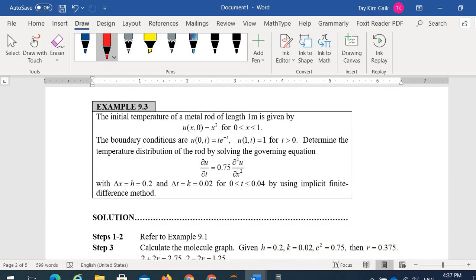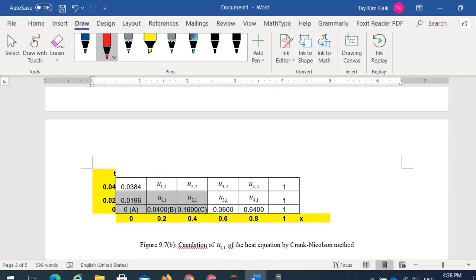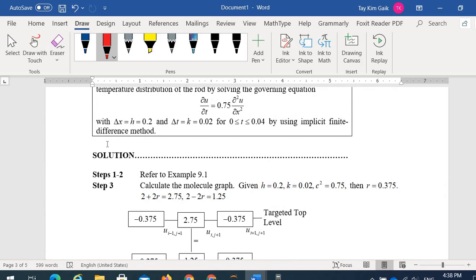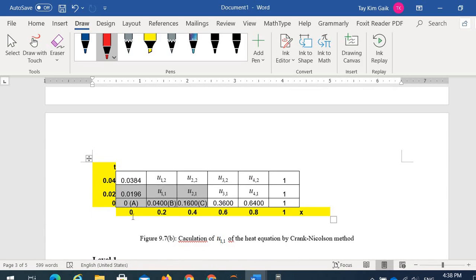And look at one example. The initial temperature of the metal rod of length 1 meter is given by u(x,0) equal to x squared for x from 0 to 1. Okay, and so we draw the grids first. So x from 0 to 1, delta x is 0.2, so from 0, 0.2, 0.4, 0.6, 0.8, 1.